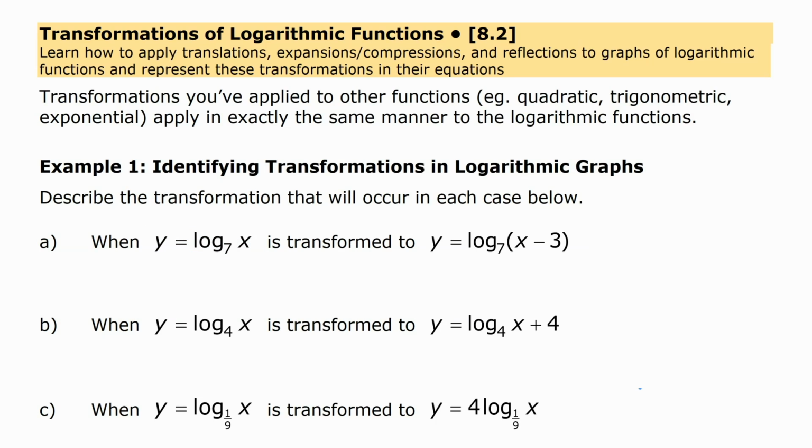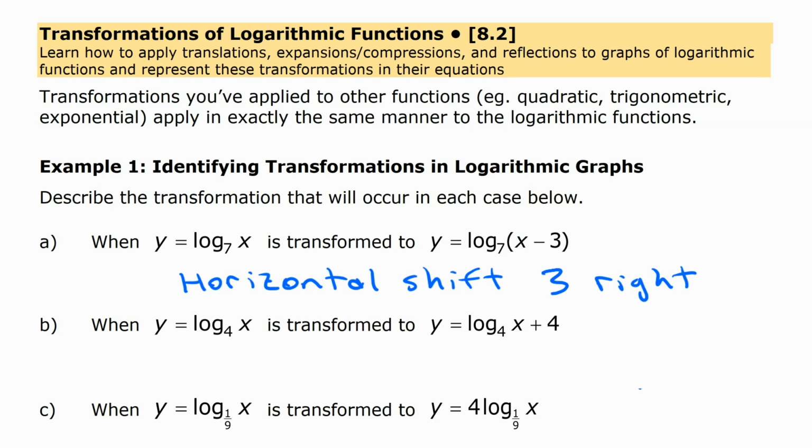And if we make the change to y equals log base 7 of x minus 3, or in other words, if we change x to x minus 3, what that causes is a horizontal shift of 3 to the right. X to x minus 3, shift of 3 to the right.